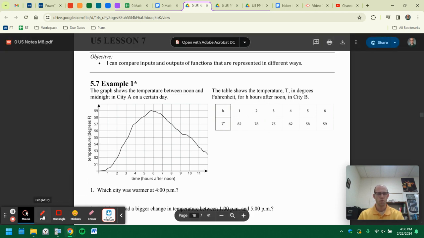So which city was warmer at 4 p.m.? This is hours afternoon, so 1 hour afternoon would be 1 o'clock. So 4 hours afternoon would be 4 o'clock. So we're comparing 57 degrees in A to 62 degrees in B. So the warmer city was City B.